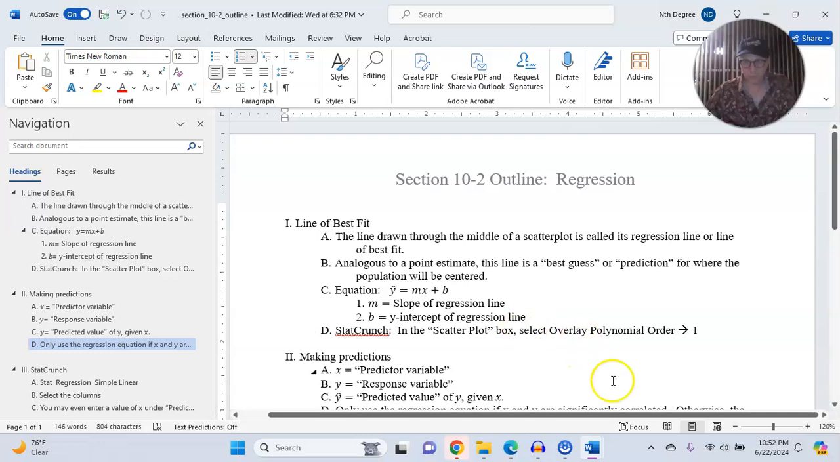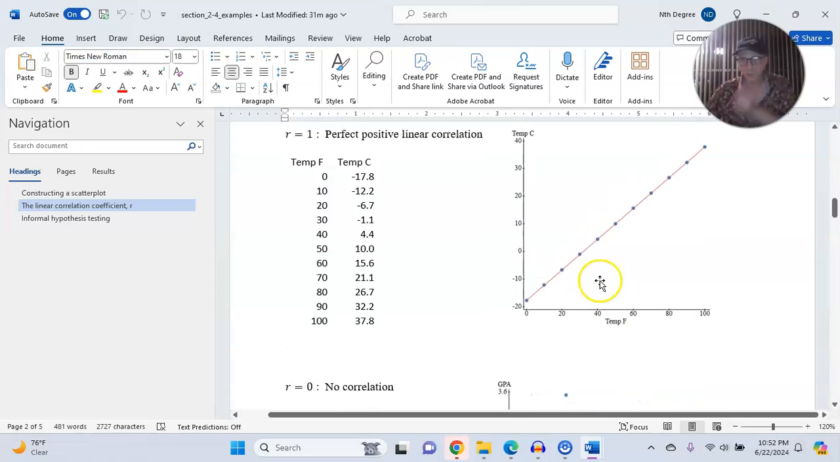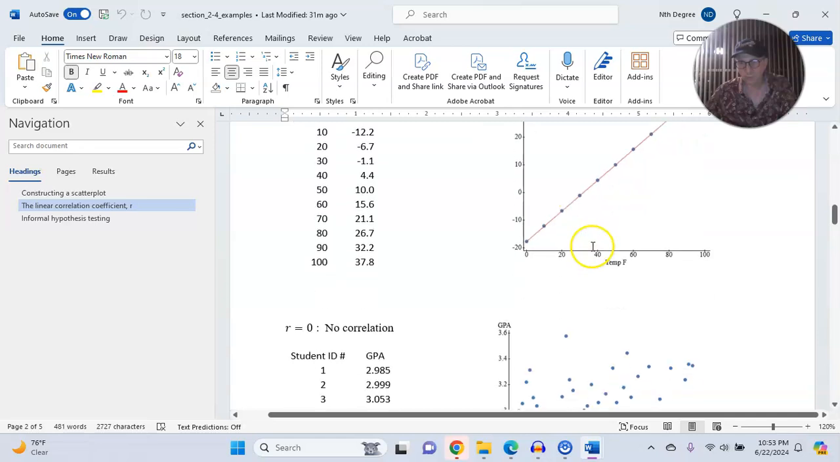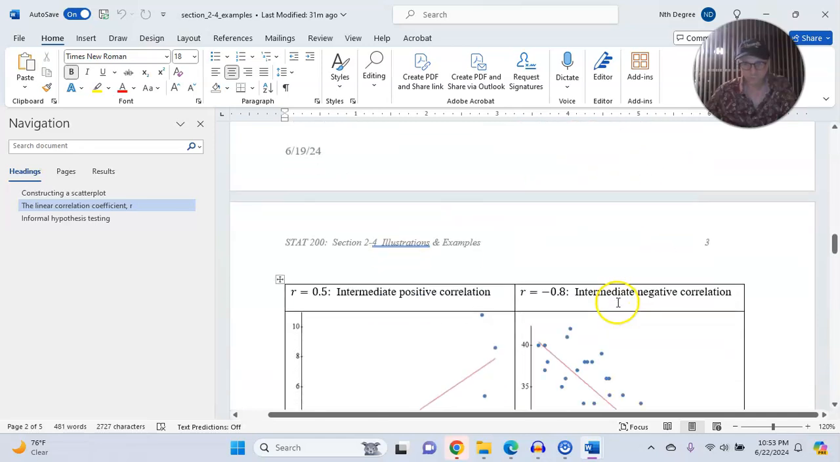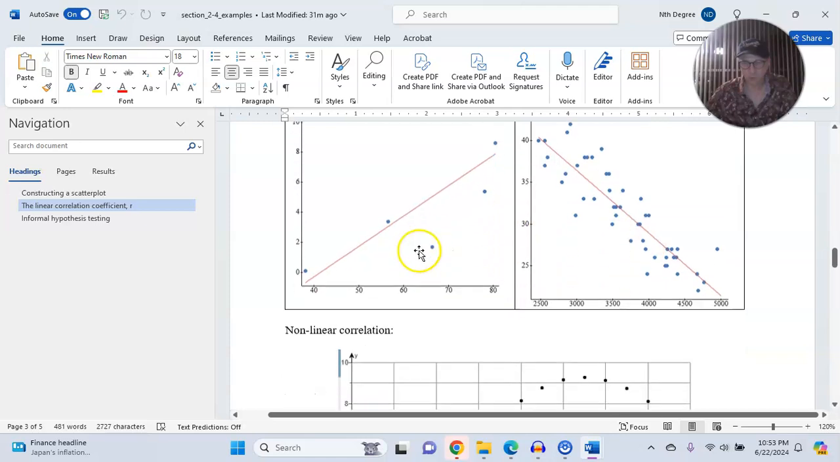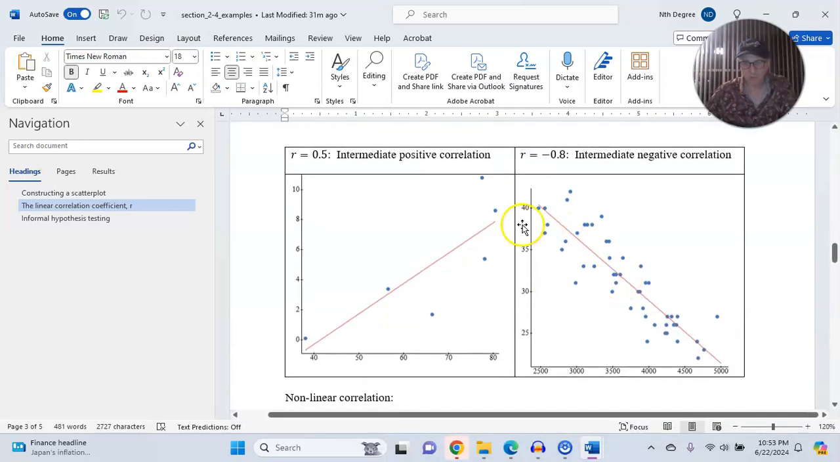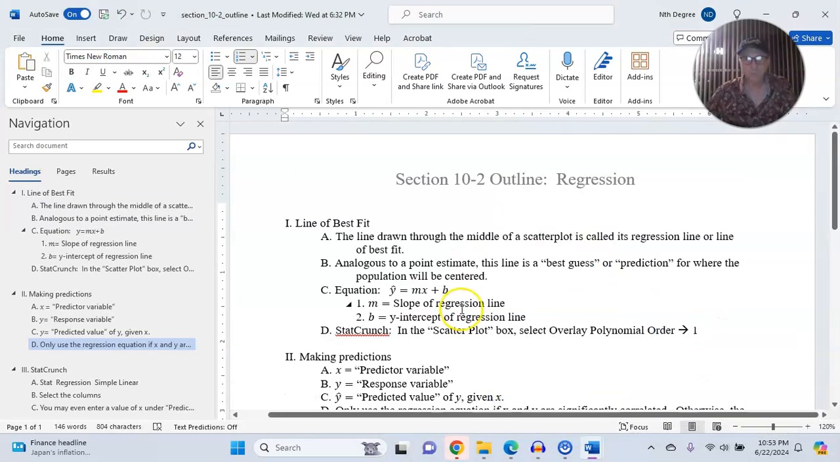If you've been astute, you might have noticed that on these examples we looked at in section 2.4, where we had scatter plots with blue dots, we also had pink lines running through the middle of them. I didn't address those lines before, but we're going to talk about them now. Each one of these lines is called the line of best fit. The line drawn through the middle of a scatter plot is also called its regression line, or line of best fit.